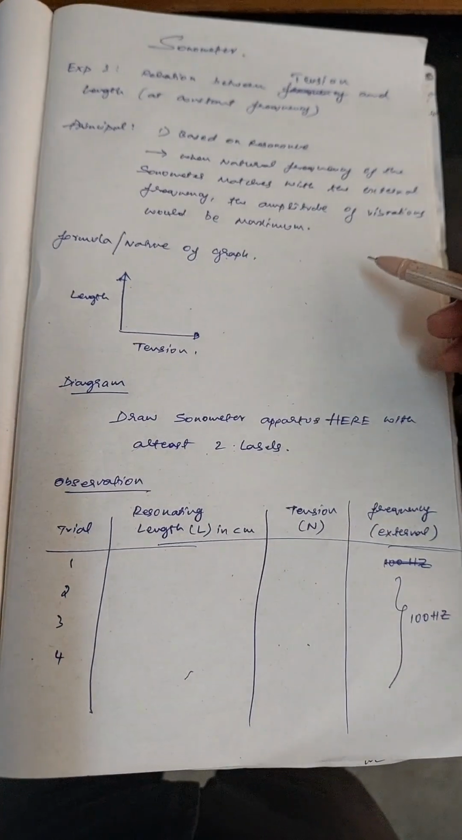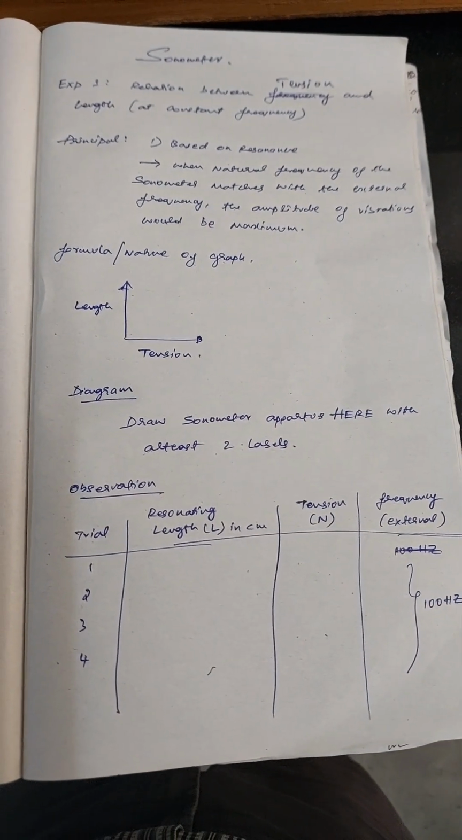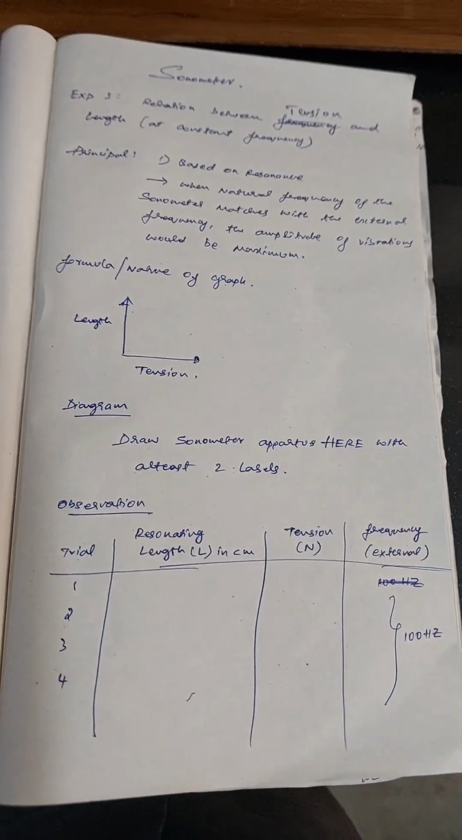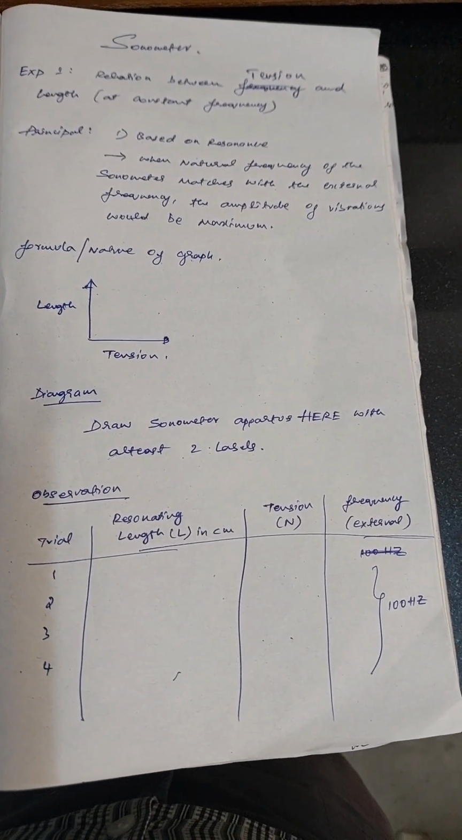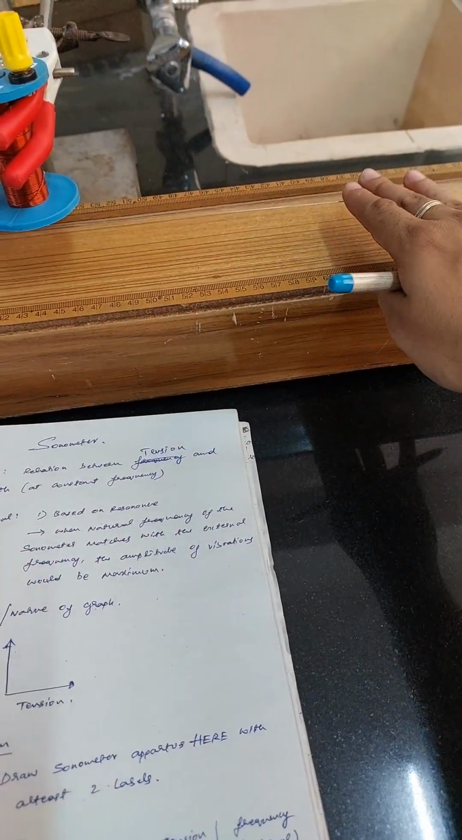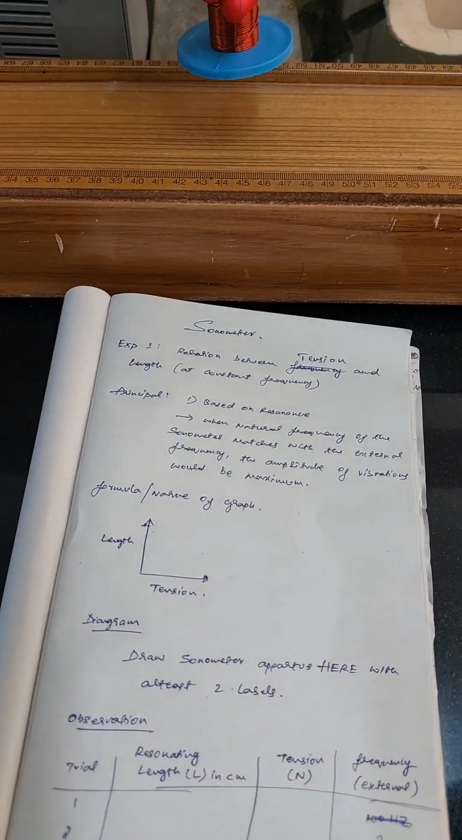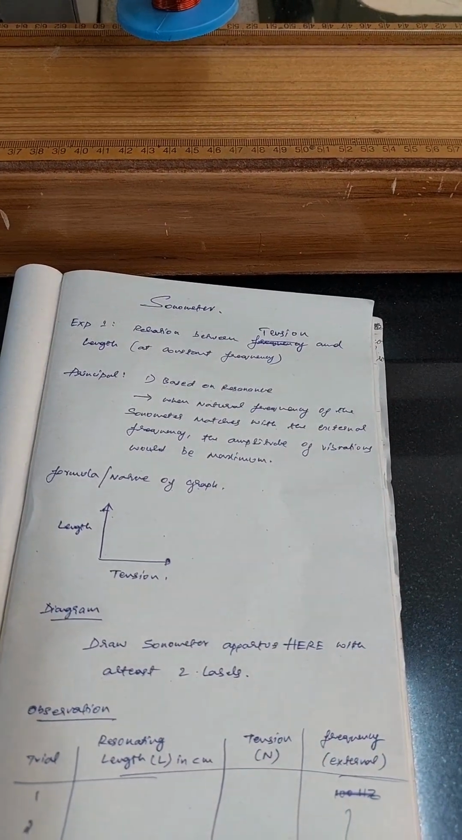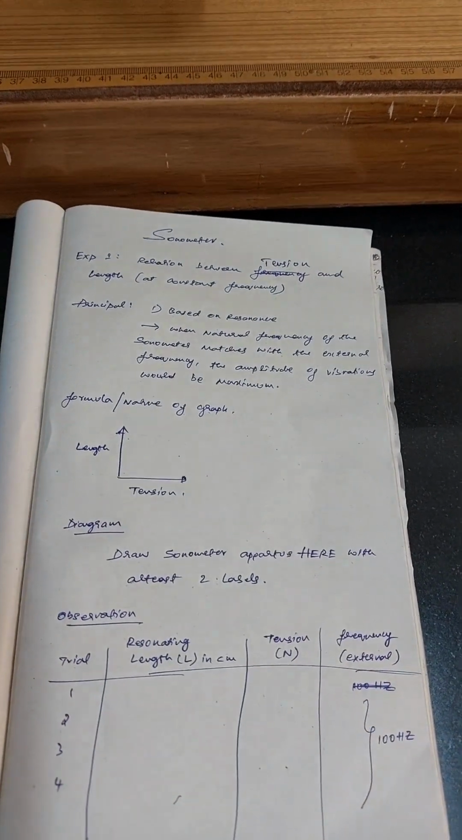So the principle which it is based on is resonance. So what is resonance? When two frequencies match, resonance will happen. Here we are trying to match the natural frequency of the sonometer wire with the external frequency of the electromagnet. So basically, when the natural frequency of the sonometer matches with the external frequency, the amplitude of vibration would be maximum, which is called resonance.